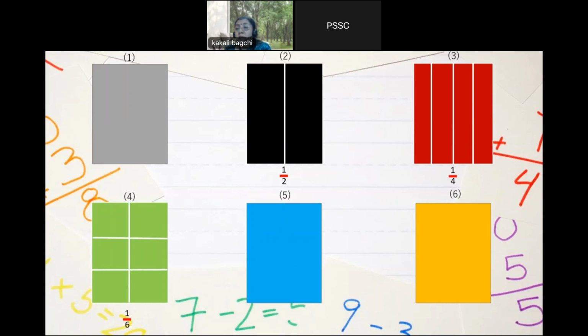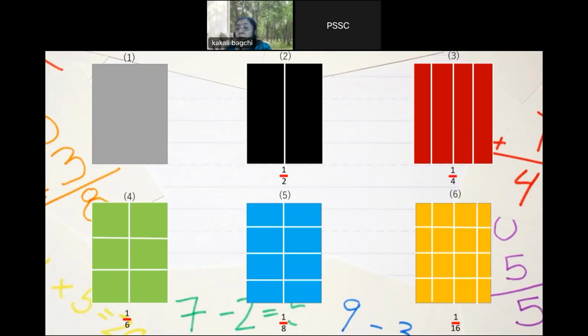Now this one, the one rectangle is divided in how many parts? You'll answer 6. So each is 1/6. Second, 1/8. Last one, 1/16. Now ask the students that yellow, blue and green, place one yellow part on the blue. Check which one is bigger. They themselves will check. Yes, blue is bigger.